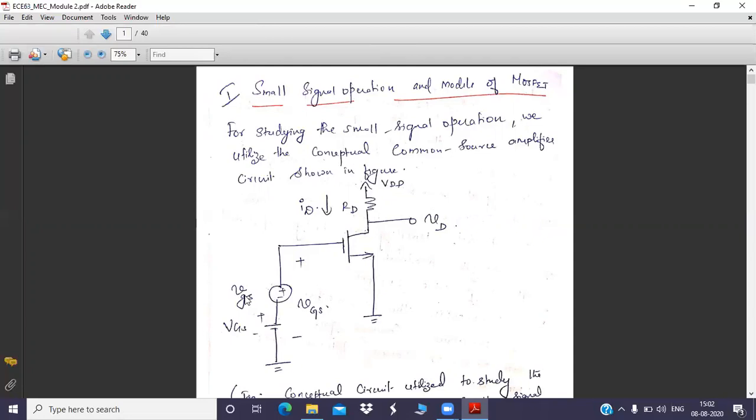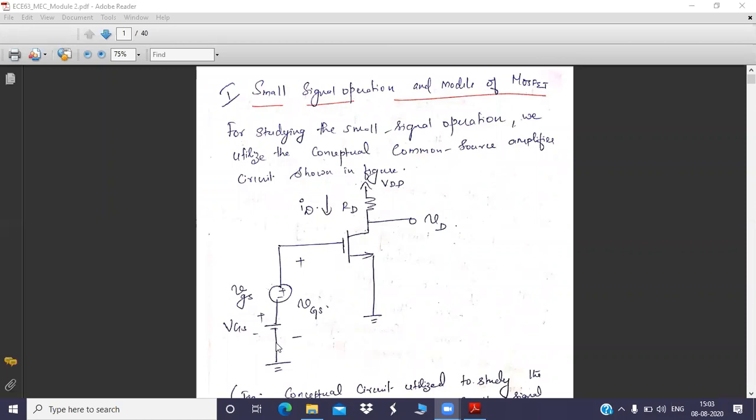All the AC components will be represented by small letter subscripts. Both the subscript and the main letter will be small. If it is pure DC, it will be represented by capital letters. Here we are going to analyze the small signal operation. To analyze the small signal operation of the MOSFET, we are going to superimpose the AC as well as DC together into this MOSFET circuit. Understood? Both AC and DC we are connecting together.